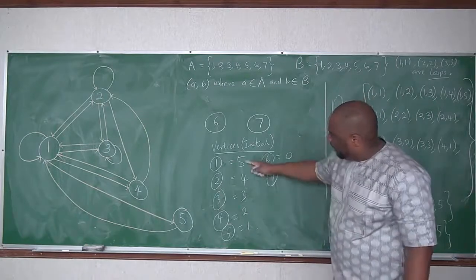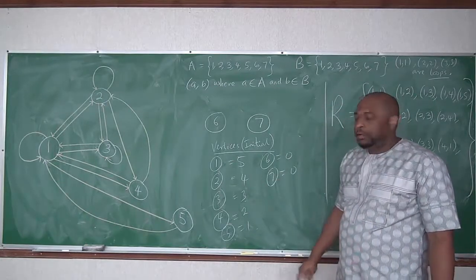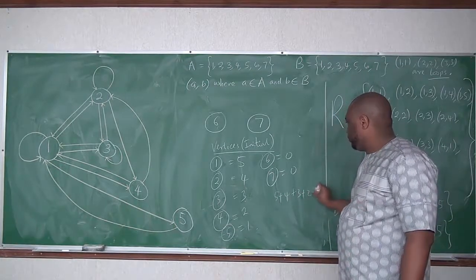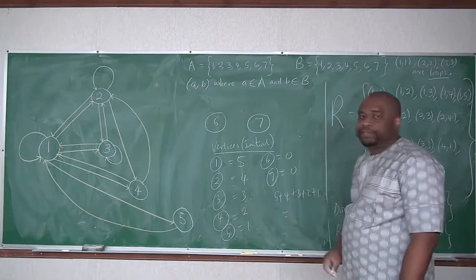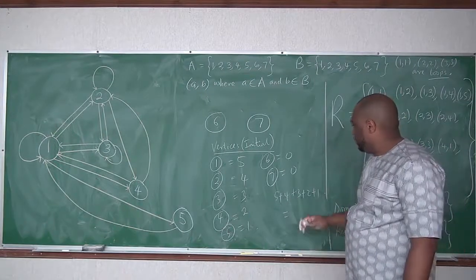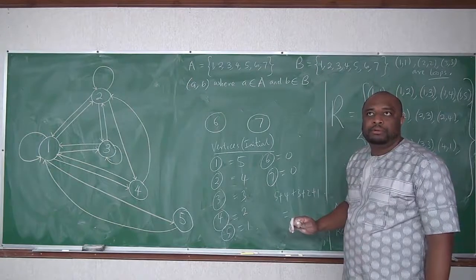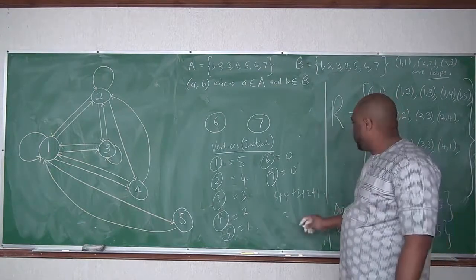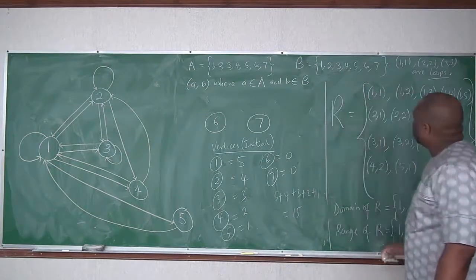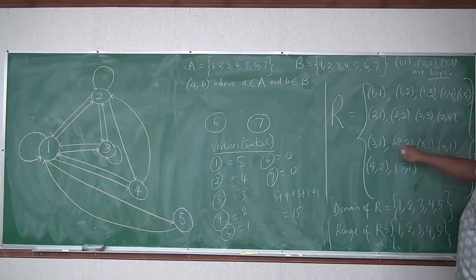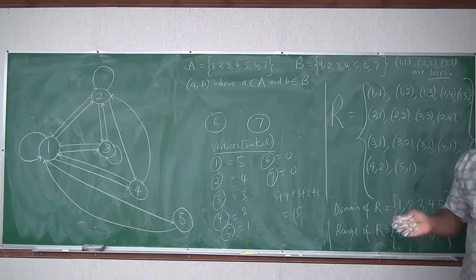So add this up. 5 plus 4 plus 3 plus 2 plus 1. 5 plus 4, 9, plus 3, 12, plus 2, 14, plus 1, 15. Now let's count this. 1, 2, 3, 4, 5, 6, 7, 8, 9, 10, 11, 12, 13, 14, 15. 15.